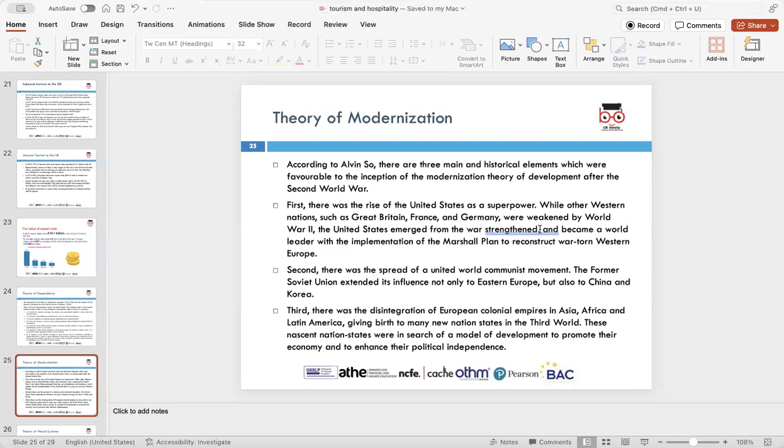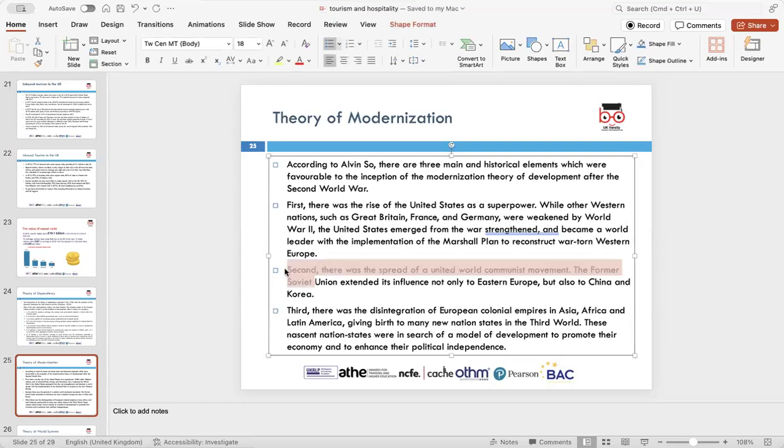So, this not only strengthened the US economy but also served as a model for modern development. The second factor was the spread of a uniform communist movement, particularly in Eastern Europe, China, and Korea, driven by the Soviet Union.